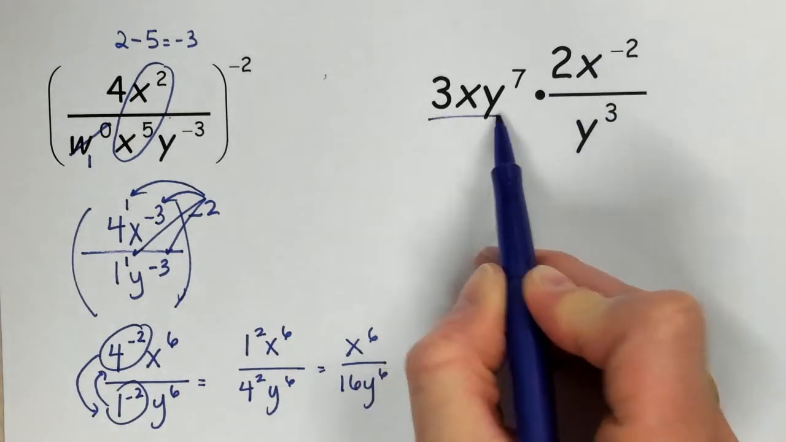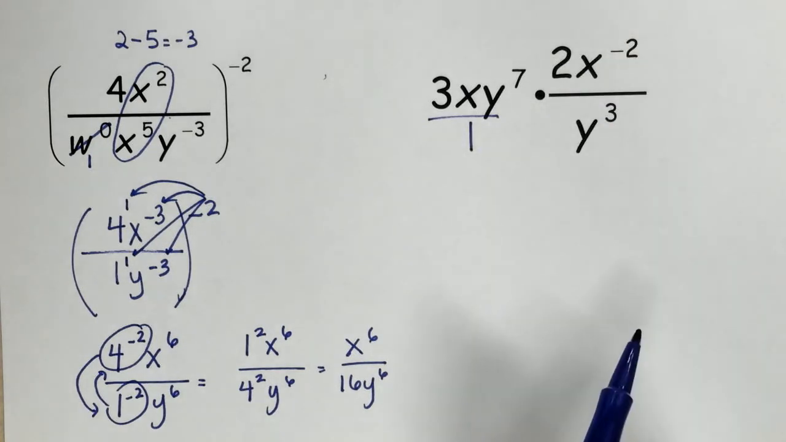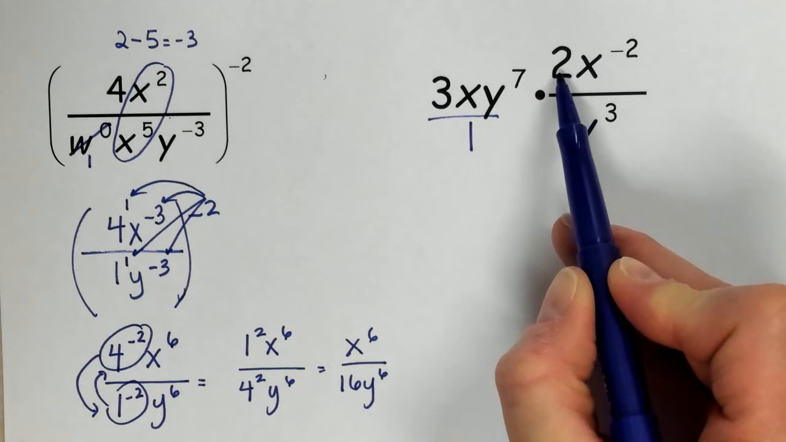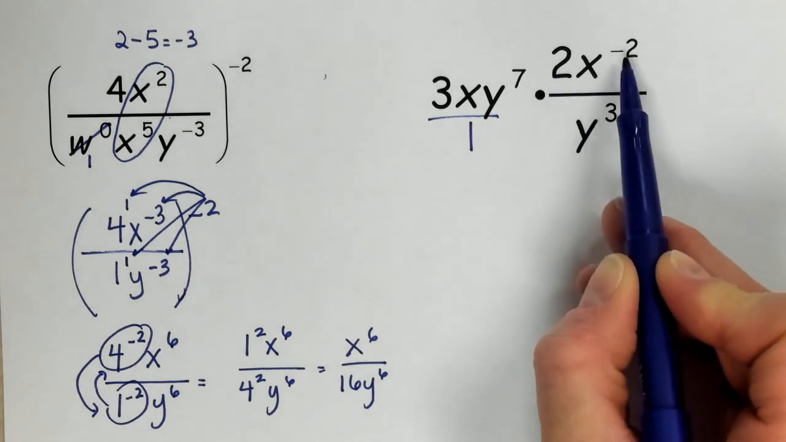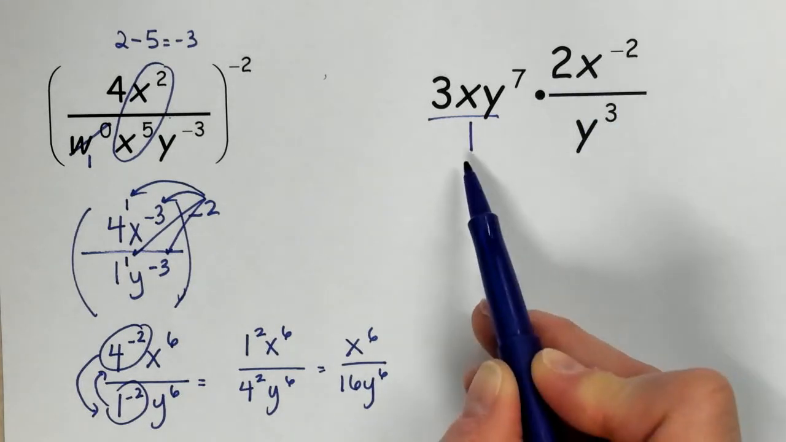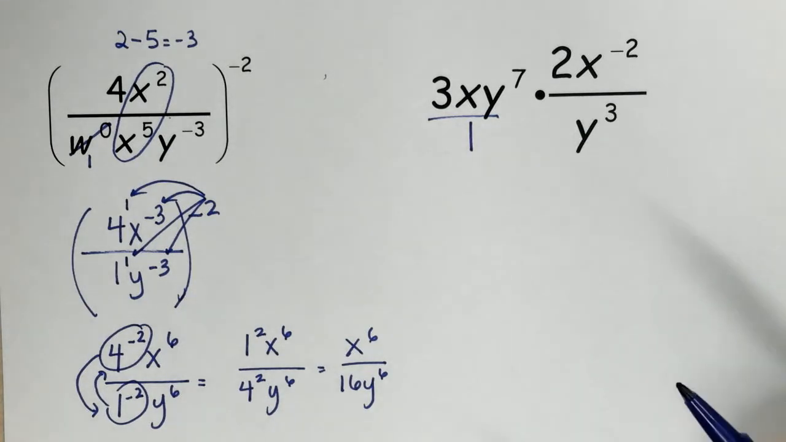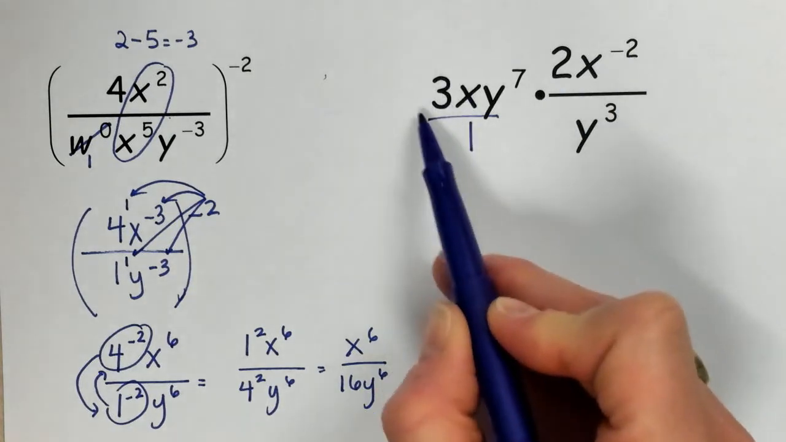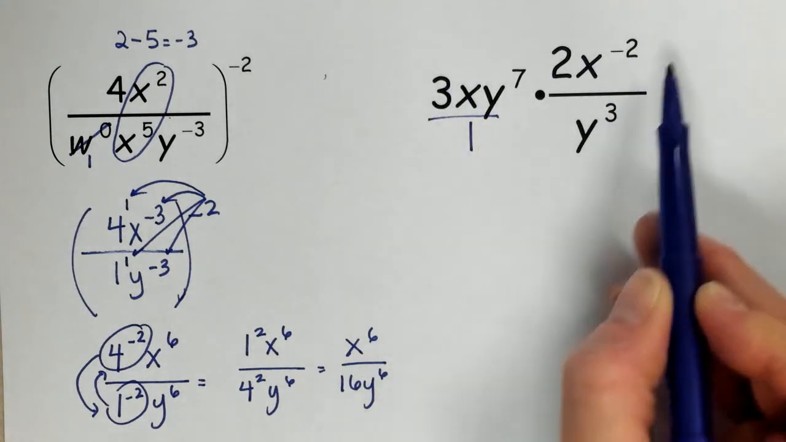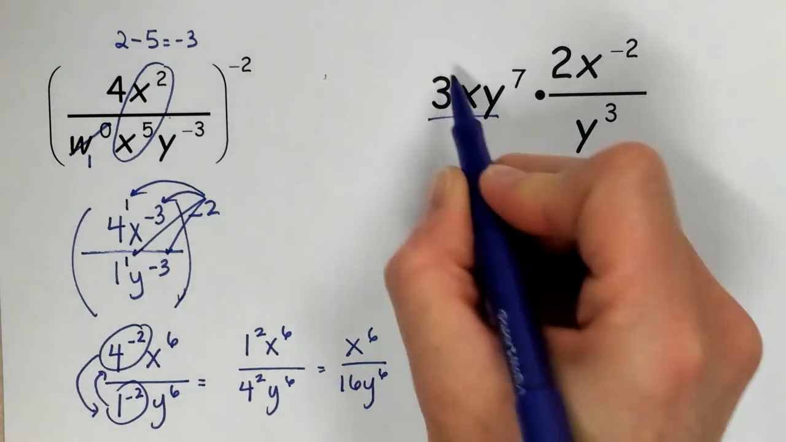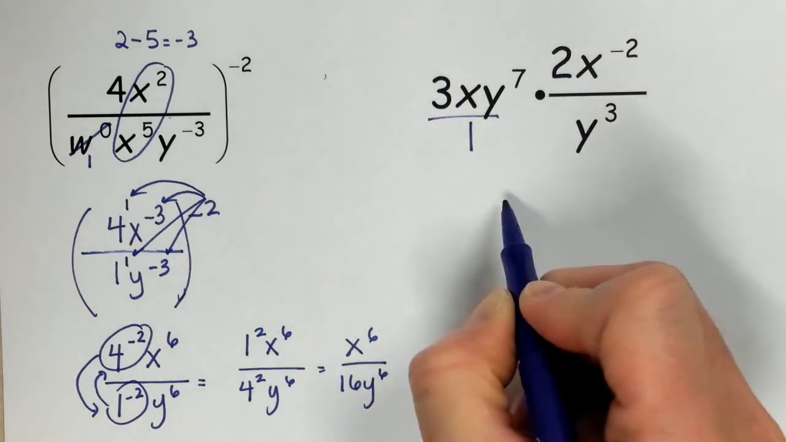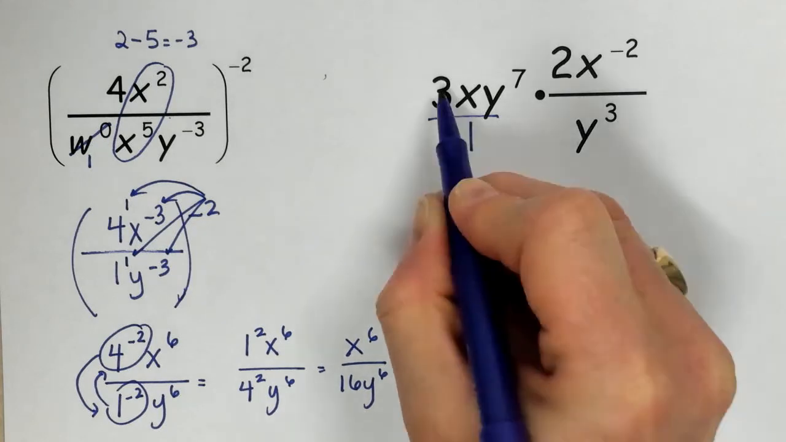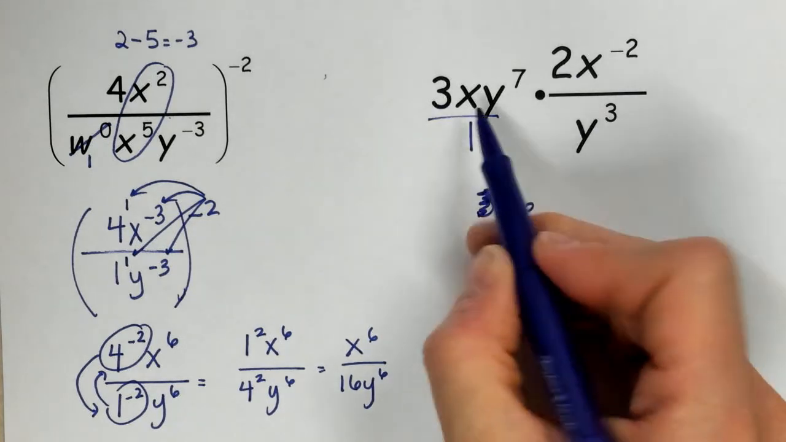Remember that if something is not a fraction, you put a 1 under it. So that should help us know that the 3x y to the 7th should be multiplied with the 2x to the negative 2. And then the 1 just gets multiplied by y to the 3rd. So step 1, I would say, in this one would be to combine by multiplying the numerators of the 2 fractions. So 3 times 2, multiply and get 6.